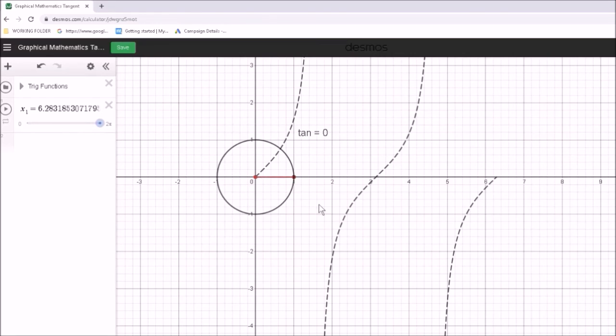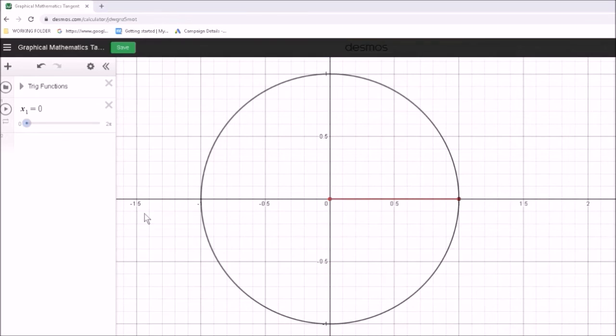So this is a full tangent function, and you can see that the tan function actually repeats every 180 degrees. So this point here is a distance of 180 degrees, and along to this point here is a distance of 360 degrees. So this whole function starts repeating every 180 degrees.